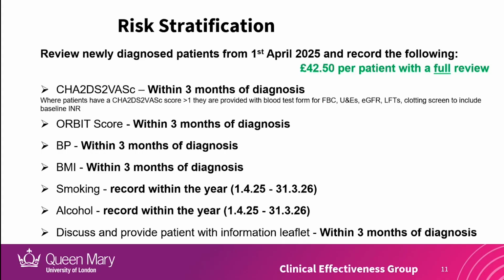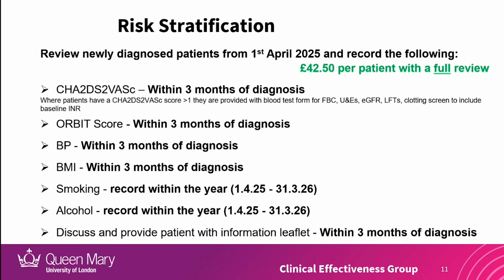And then for your newly diagnosed patients from the 1st of April 2025, you have 3 different elements that you need to complete on them. So this does have a change this year also. You are looking at, they must have a CHADSVASc score, an ORBIT score, BP and BMI coded within 3 months of diagnosis. So that can be 3 months before or 3 months after. So this has been made slightly easier for practices so that you can complete the work. You do also need to have the discussion and provide the patient information leaflet as well within 3 months.